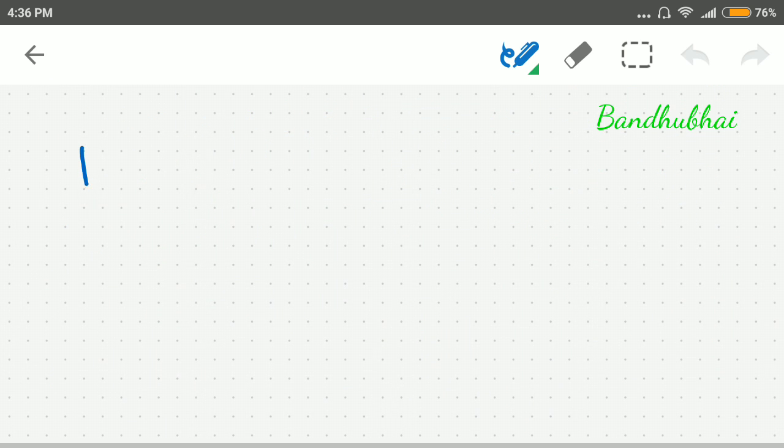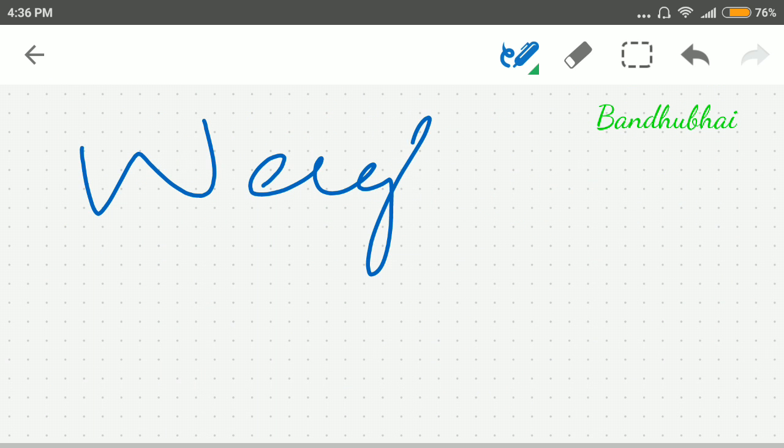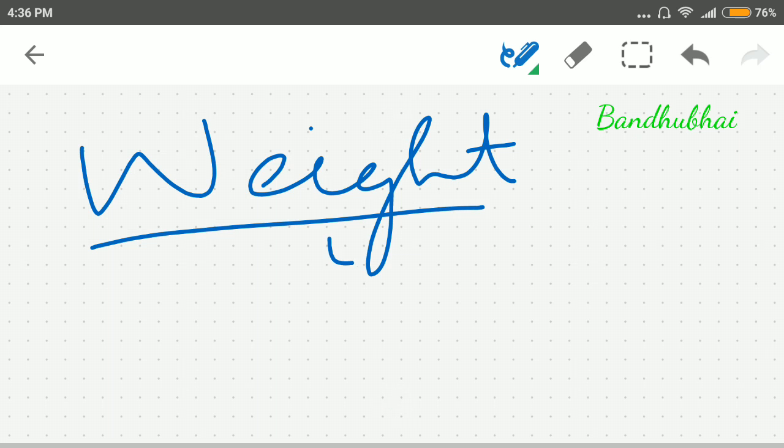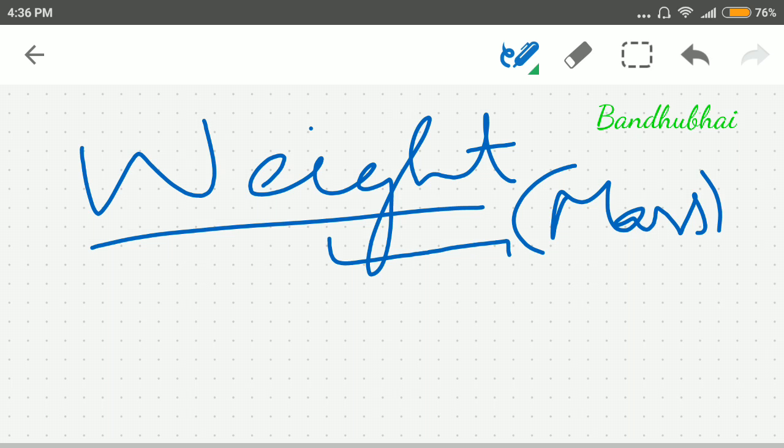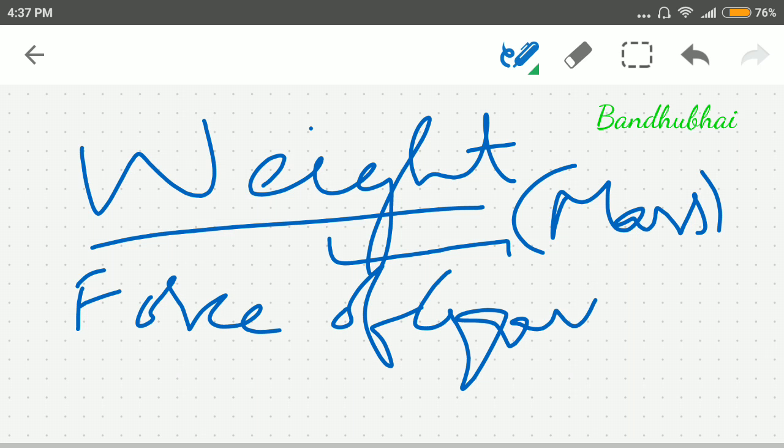Now coming to weight. What is weight? In general sense, mass and weight are seen to be similar, but they are not. In physics, some things are identical, but not what you think. Technically, weight is the force of gravity on the object.